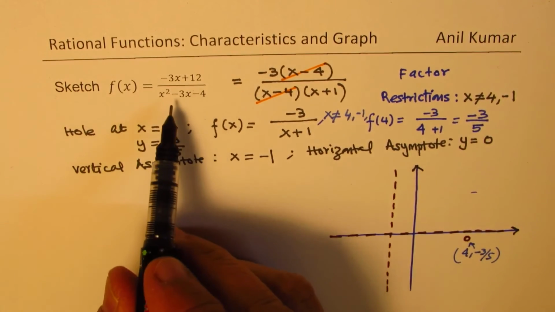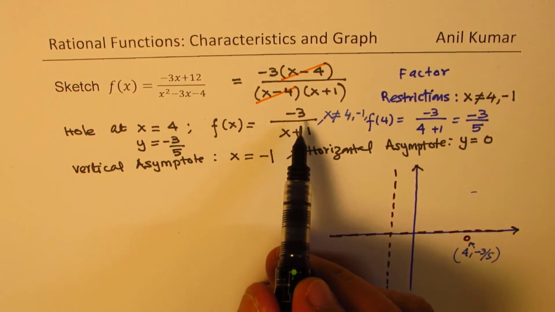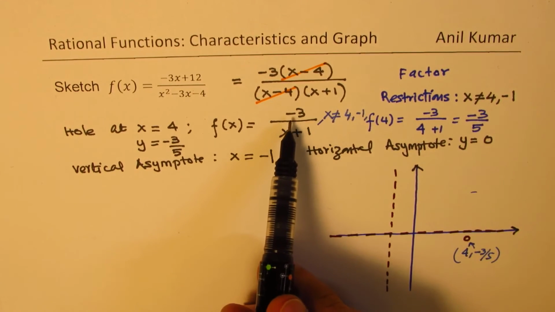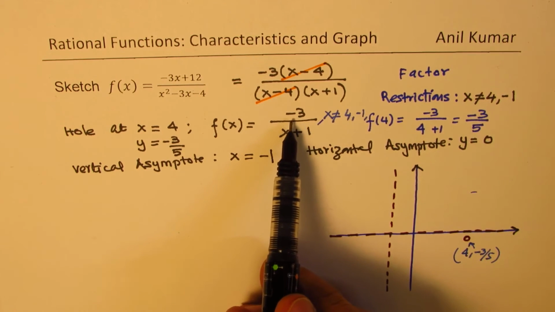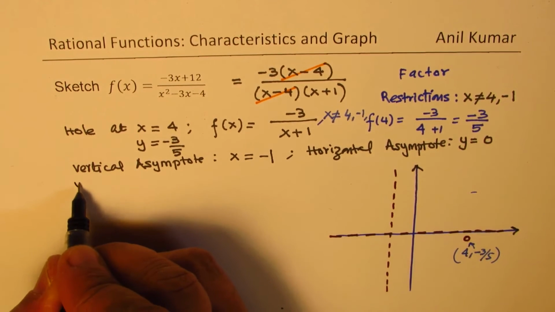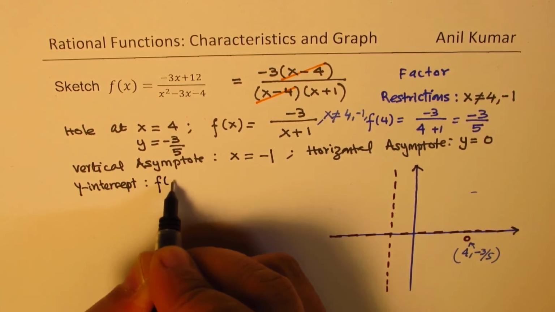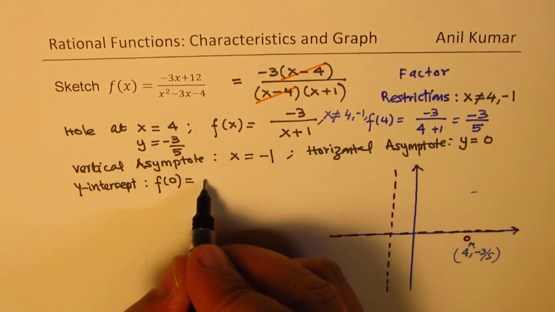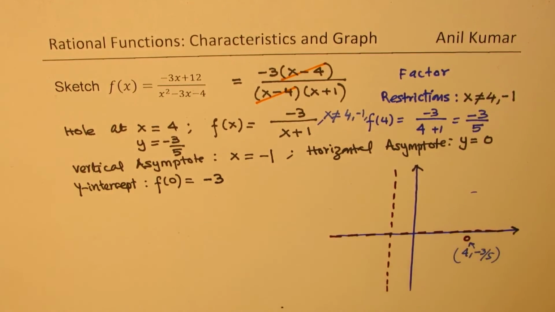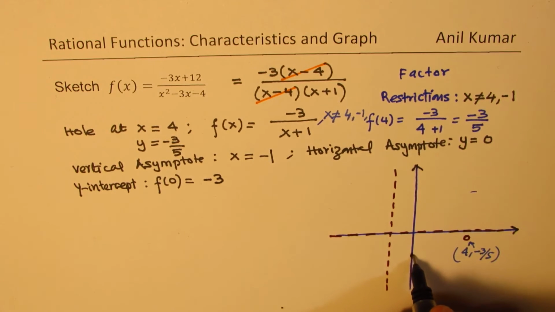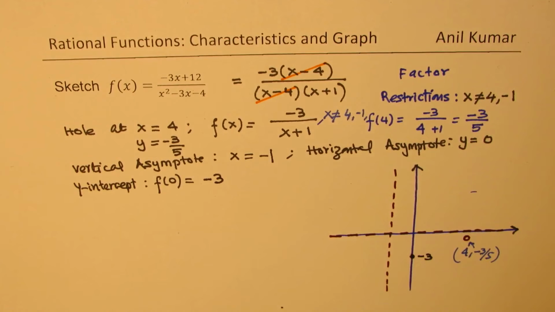The other critical points are very easy to take out. One is the x and y intercepts. Now in this particular case, the numerator is minus 3, right? So we have no x-intercept. However, we have a y-intercept. Y-intercept is the value of the function when x is 0. When you substitute 0, we get minus 3. So the y-intercept is at minus 3, right? So this value, minus 3, becomes the y-intercept, right? So connecting these points, we know the graph should be kind of like this.